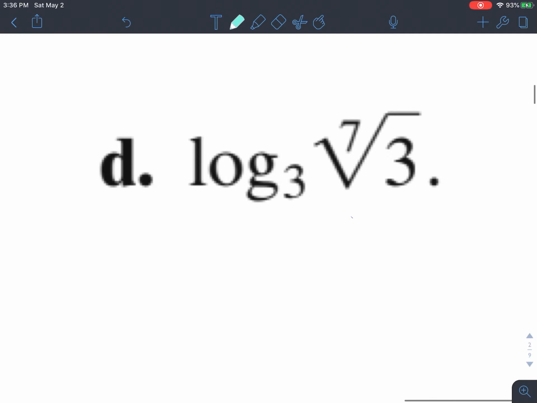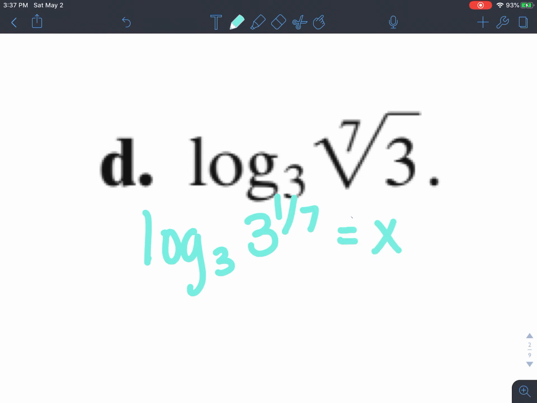And then this weird one, remember, first change it to 3 to the 1/7. And then change it to an exponential.